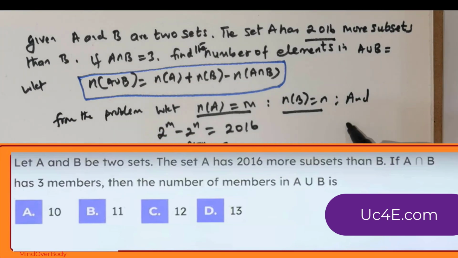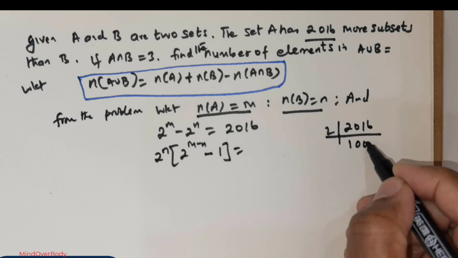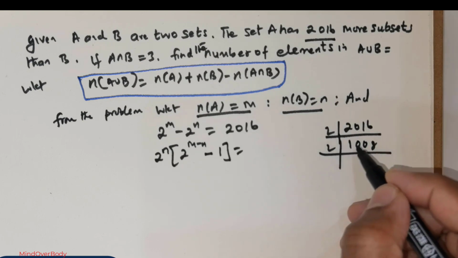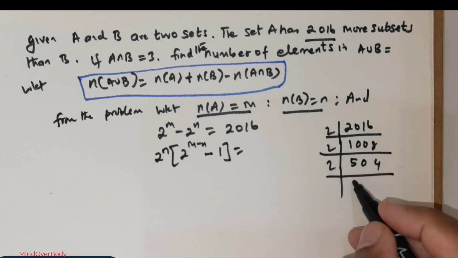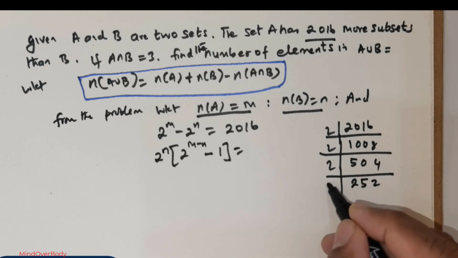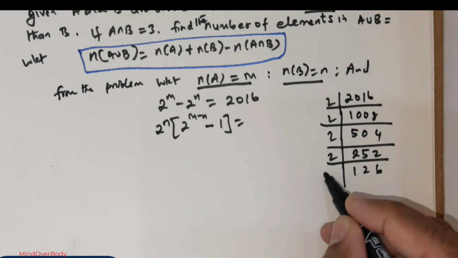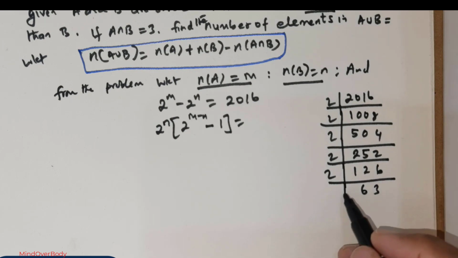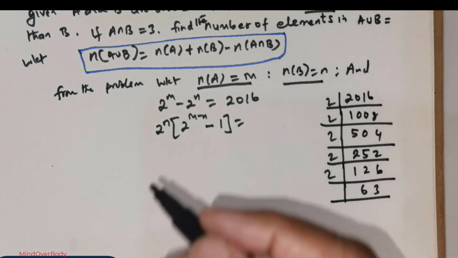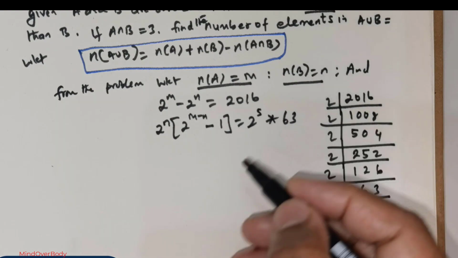I want to disintegrate 2016 using 2, right? Now 2 divides here 1 time, 0 time, 0 time, and 8 times, and then 2 again divides here 5 times, 0 times, 4 times. You need to do this. 2 again divides 504, 2 times, 5 times, 2 times, 2 again divides 252, 1 time, 2 times, 6 times, 2 again divides this 6 times and 3 times, and then you can just take it as 63, you don't have to worry. So 2 raised to the power of 5 multiplied with 63, this is what you've got.